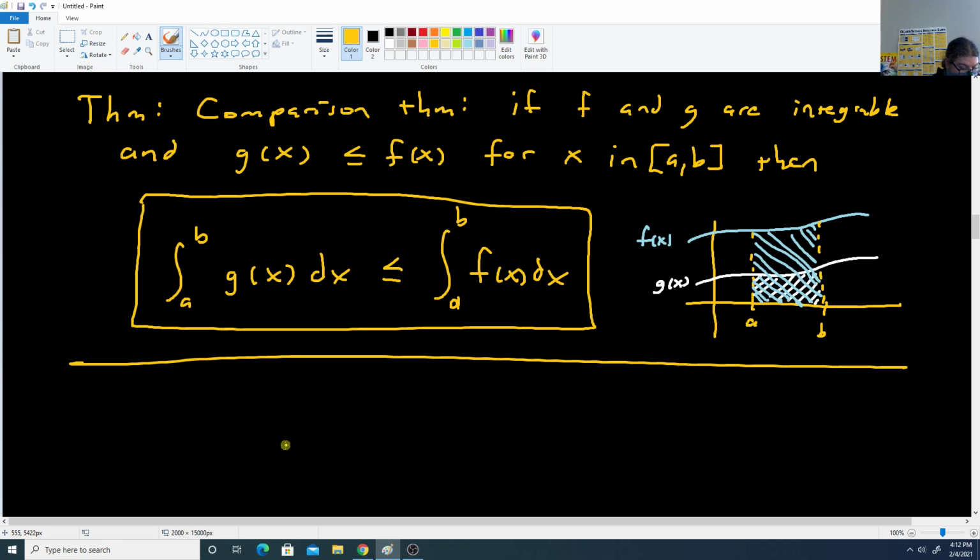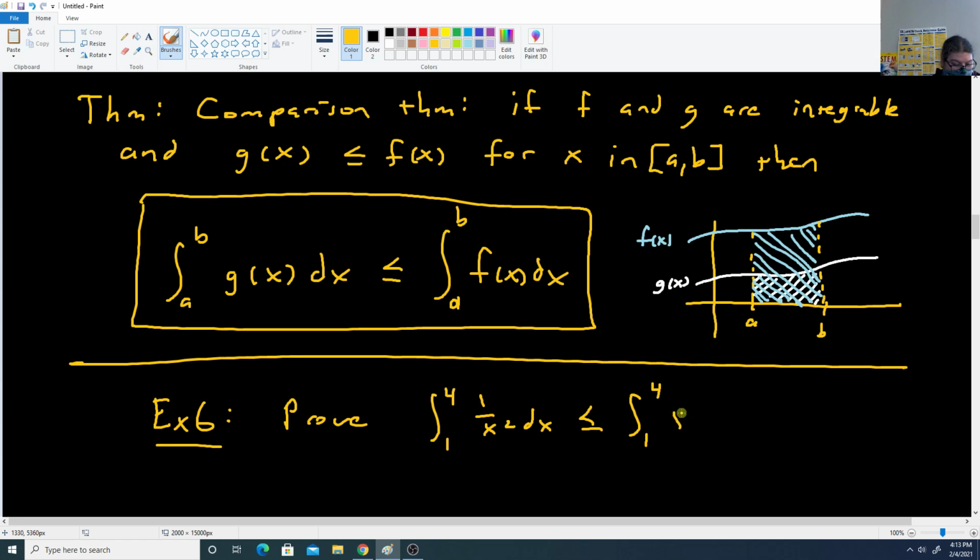So for an example of this, this is going to be example 6. We want to prove that the integral from 1 up to 4 of 1 over x squared dx is less than or equal to the integral from 1 up to 4 of 1 over x dx.